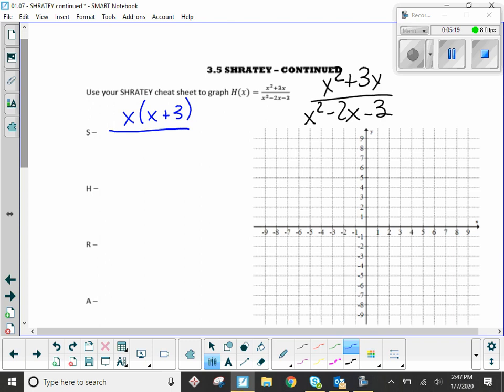Now look at the bottom. Try to remember something about how we might factor the bottom. I do want you to use your brain a little bit for 5 seconds. Go. Raise your hand if you came up with something. What did you come up with? Do you remember how to factor the trinomial?